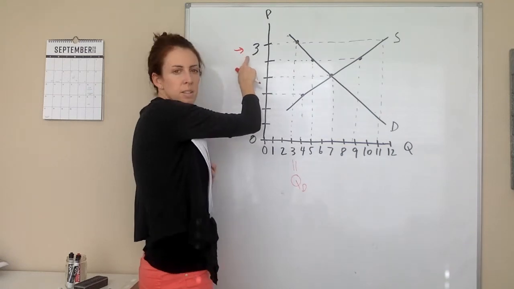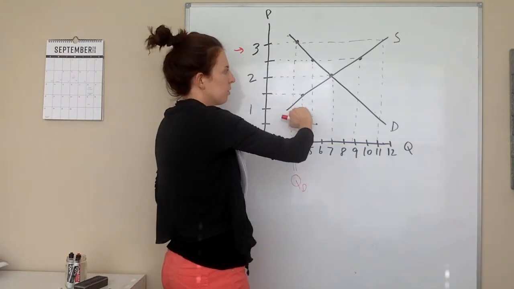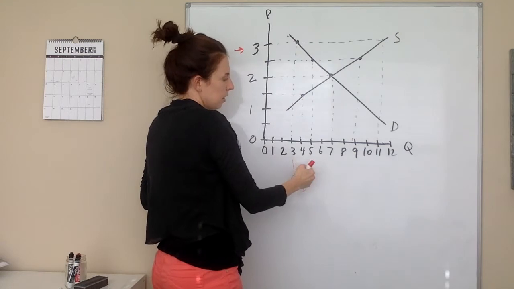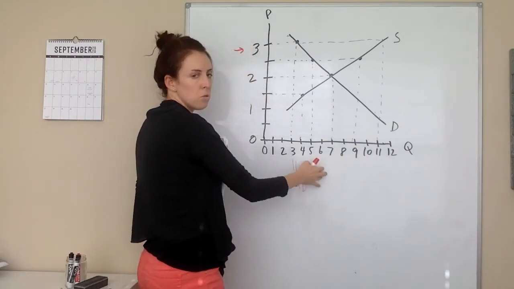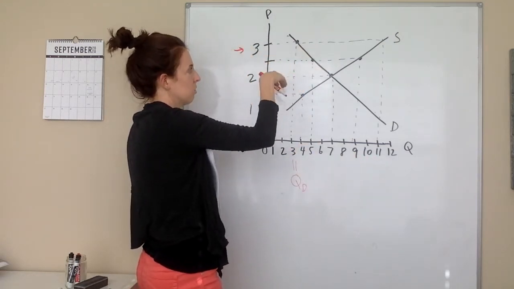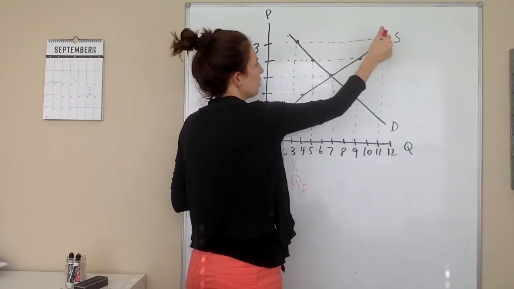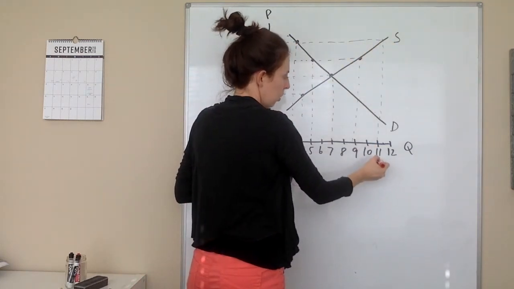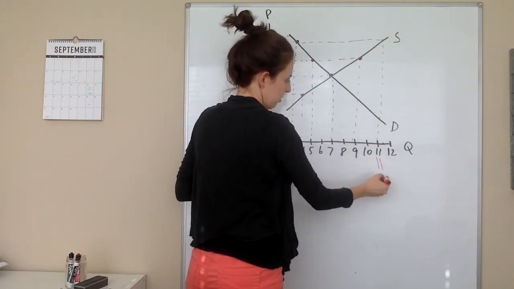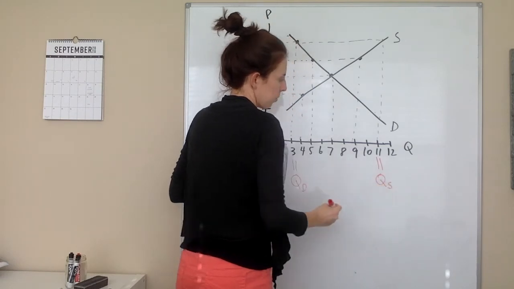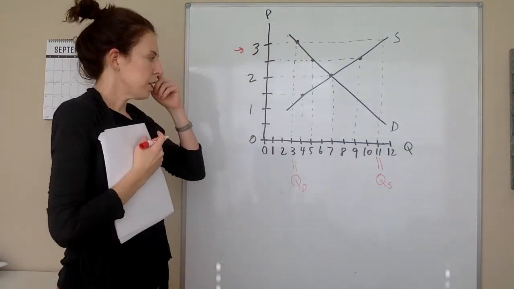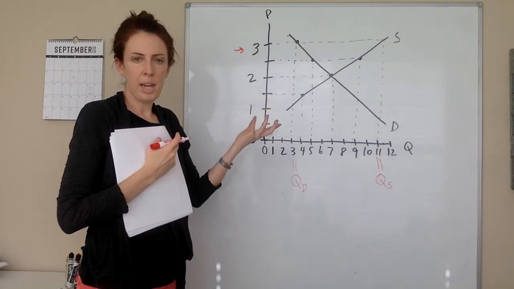If the price is 3, let's think about what happens on the supply side. The supply curve tells us the number of units that sellers would be willing to supply at different prices. So if the price is $3, sellers would be willing and able to sell 11, so this would be the quantity supplied.